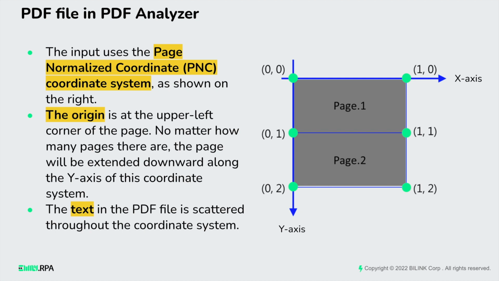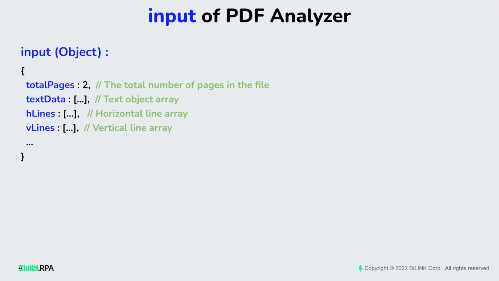No matter how many pages there are, the page will be extended downward along the y-axis of this coordinate system. The text in the PDF file is scattered throughout the coordinate system. Through this coordinate system, we can know the coordinates of each text, and we can utilize the spatial relationship between the text to parse out the specified information. The input variable of the PDF Analyzer module is formatted as an object. This input object contains all the information in the PDF file.